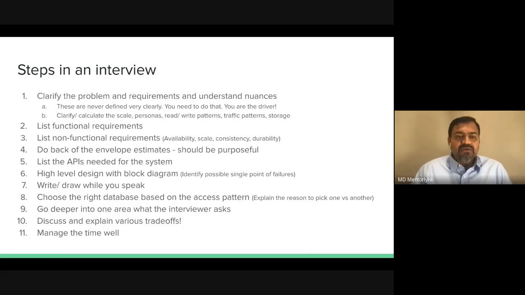And then you think about a different scale, personas, access patterns, traffic patterns. What's the storage requirement? Clarify them. It's not like you make an assumption; you can clarify that this is what I'm thinking about, right? Does that make sense? You just do checkpointing along the way.